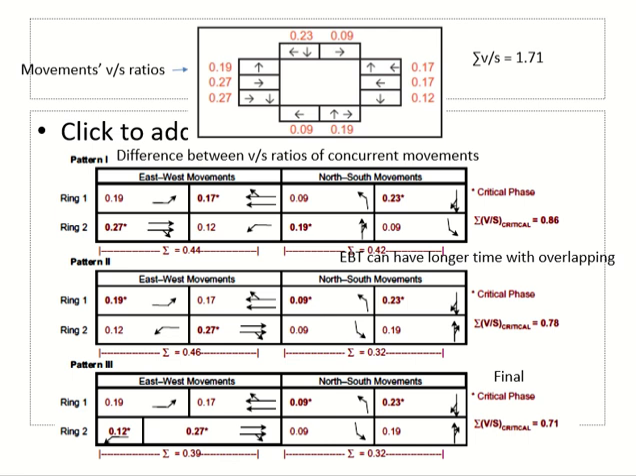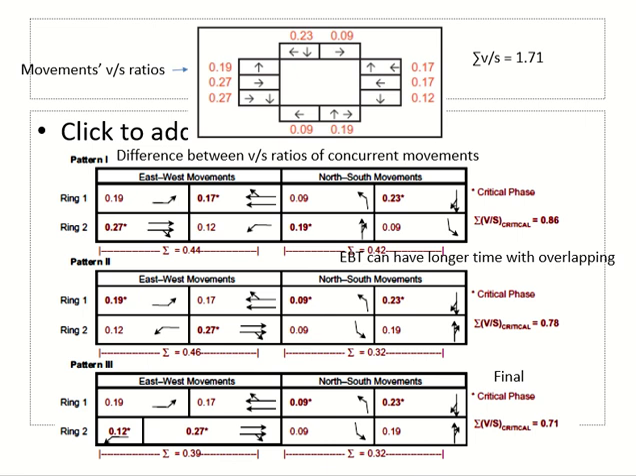Okay, for your design. But when you have something like this, where movements are, phases are overlapping and changing, then you have to look at the whole sequence. Then you will take the higher V by S ratio, not for the movement, but for the sequence. Clear? So I will take 0.39 from here, and then I will take 0.09 from here, and I will take 0.23 from here. Now the total is 0.71.